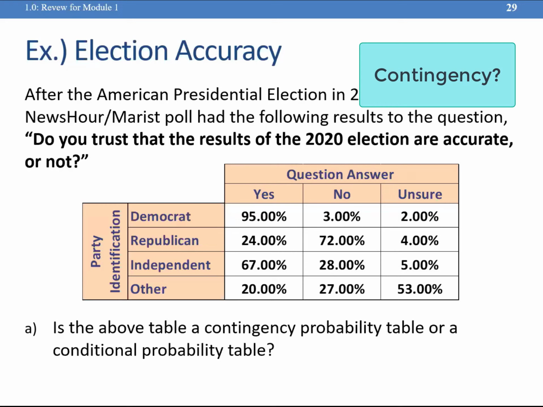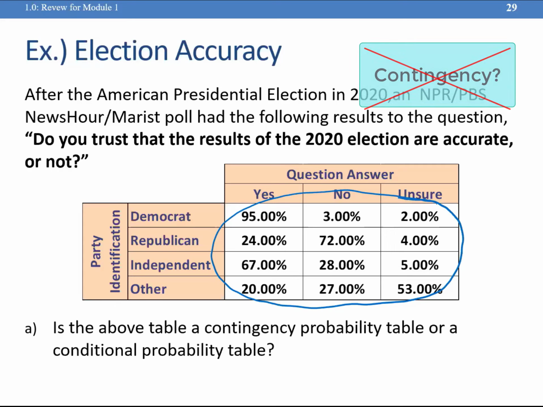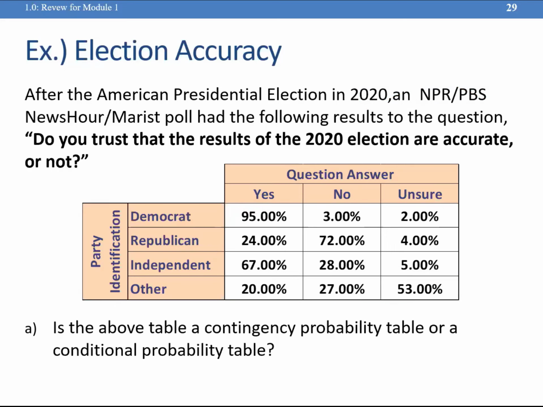So I'm going to remind you of a rule for a contingency table, that all of the joint probabilities on the inside should total up to 100%. When you look at this, does everything total up to 100% on the inside? No. Now, do the rows or the columns total up to 100%? Well, this row totals up to 100%.